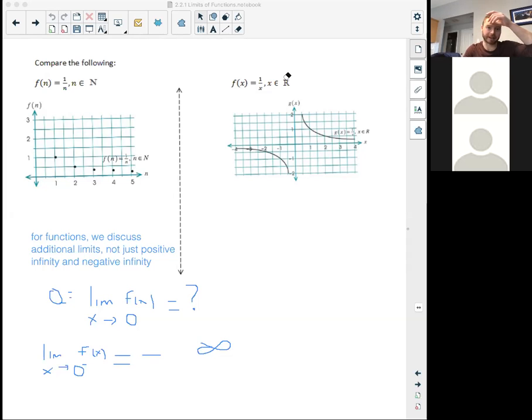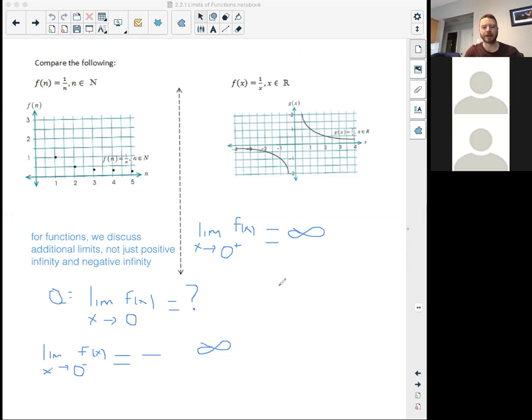Now, let's do that from the right. Okay, so what is the limit of f of x as x approaches 0, positive? So what is happening? What is the limit as we are approaching 0 from the right side now? What are we approaching? Infinity? Yeah, positive infinity. Good.